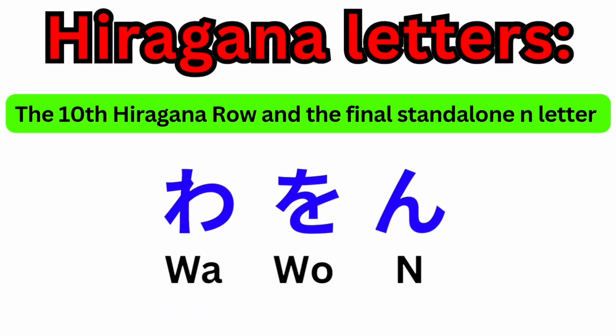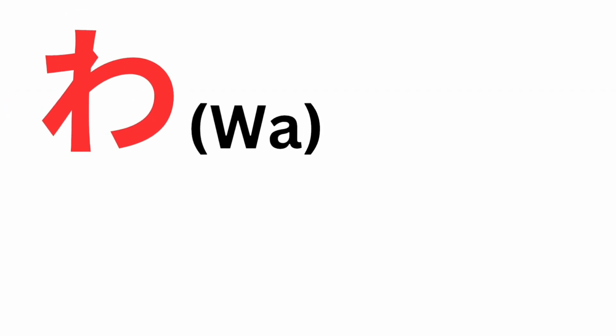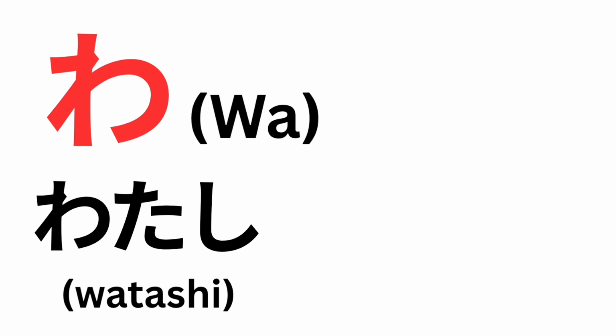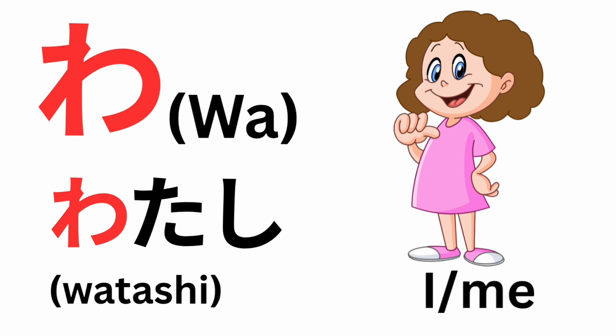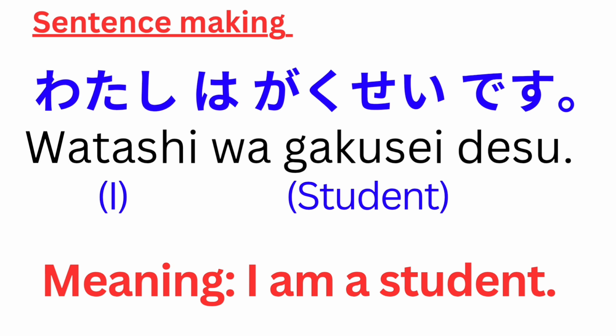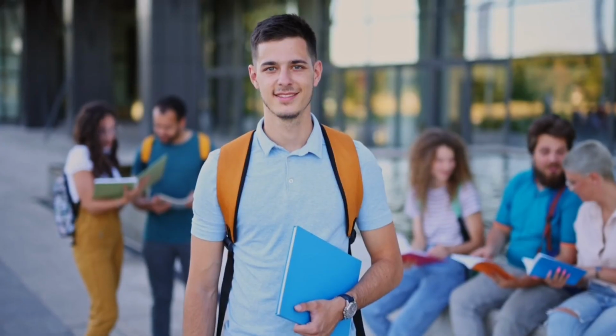Today we will learn the 10th hiragana row: wa and wo, and the final standalone n letter. The first hiragana: wa. Example word: watashi, meaning I or me. Example sentence: Watashi wa gakusei desu. I am a student.